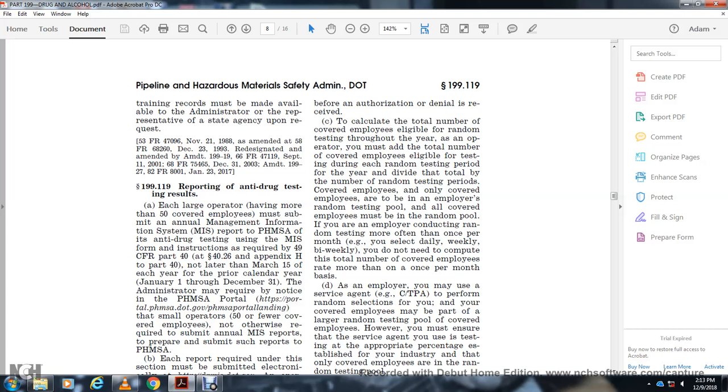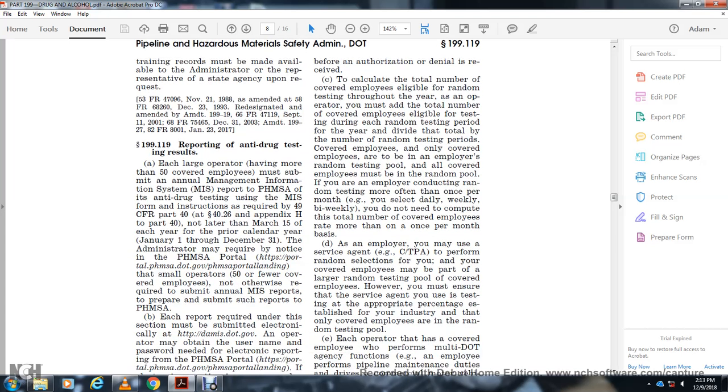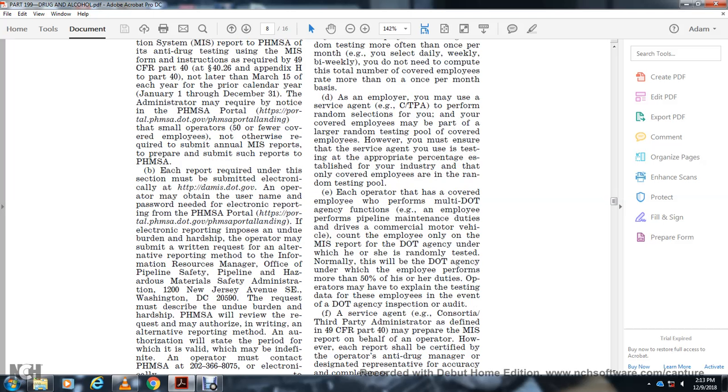Your covered employees may be part of a larger random testing pool of covered employees. However, you must ensure that the service agent's testing uses the appropriate percentage established for your industry, and that only covered employees are in the random testing pool. Each operator that has a covered employee who performs multiple functions, such as pipeline maintenance duties and driving a commercial motor vehicle, must count the employee only once in the management information system report, under the agency under which he or she is randomly tested. Normally, this will be the agency under which the employee performs more than 50% of his or her duties. The operator must be able to explain the testing data for the employee if the event arises.